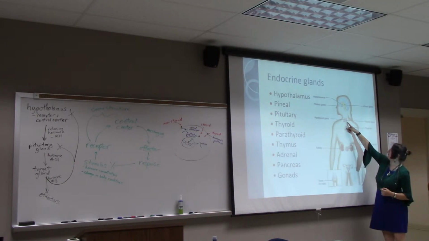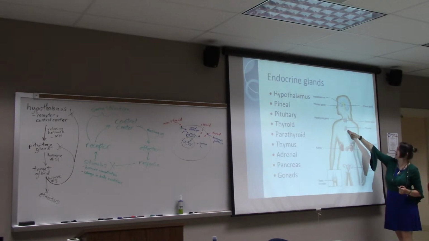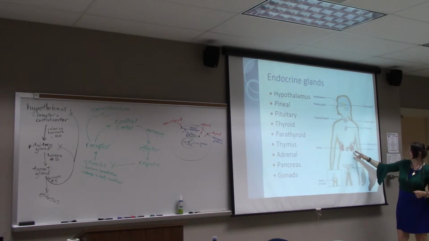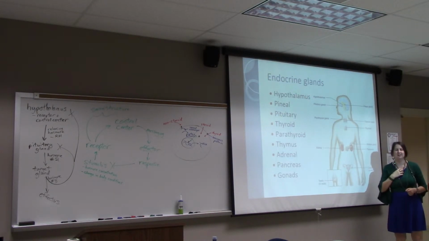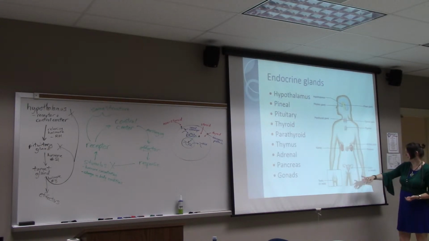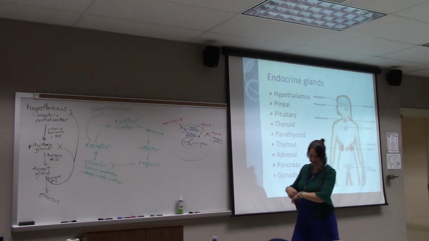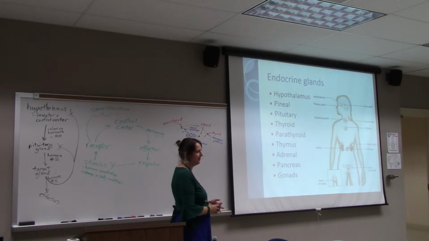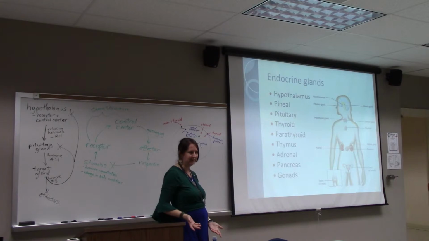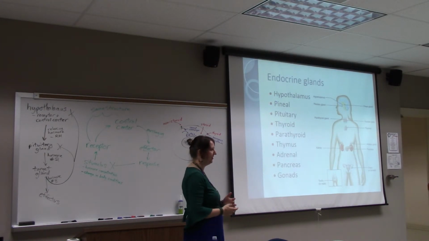In the neck, we have the thyroid and parathyroid glands. In the chest is the thymus. Upper abdominal cavity, we have adrenal glands and the pancreas. And then the gonads, ovaries and testes, in the pelvic cavity or outside the body. Several of these are also organs of another system. The thymus is also lymphatic, pancreas is also digestive, gonads, of course, are also reproductive.